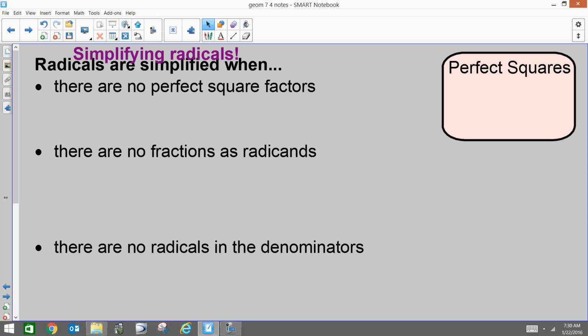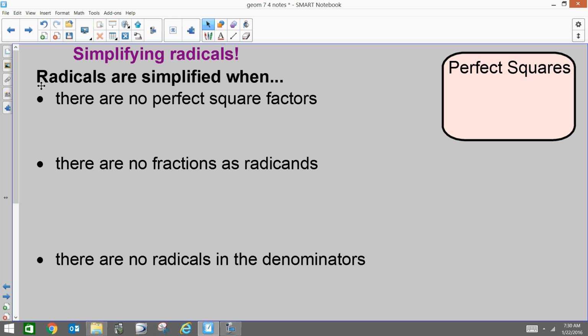Now, there's basically 3 rules for simplifying radicals. There are the 3 bullets right here. Again, I didn't really decide this. Some of them I think are kind of dumb, but again, they didn't ask me.